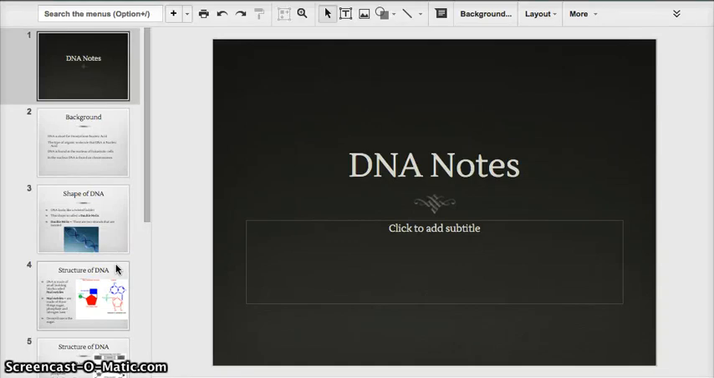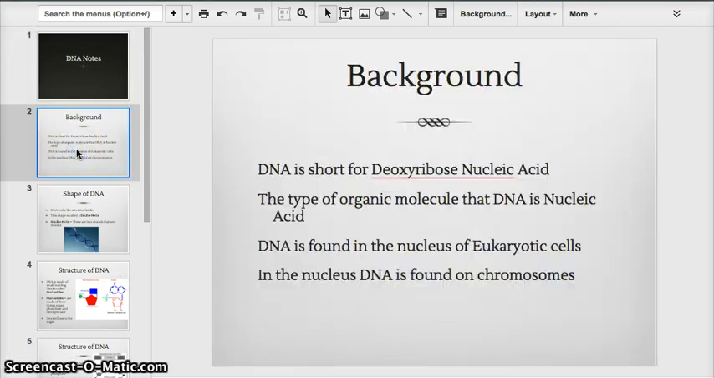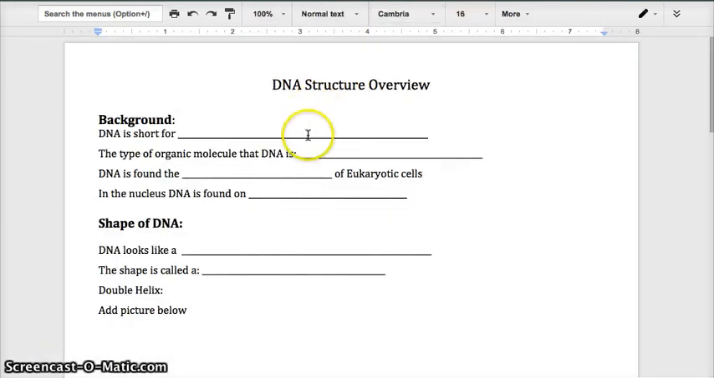Alright, in this unit we're going to learn about DNA and then how DNA is used to make proteins. First, we have to learn about the structure of DNA. So DNA is short for deoxyribose nucleic acid. It's called deoxyribose because it has a sugar called deoxyribose in it, and it's called a nucleic acid because that's what it is.